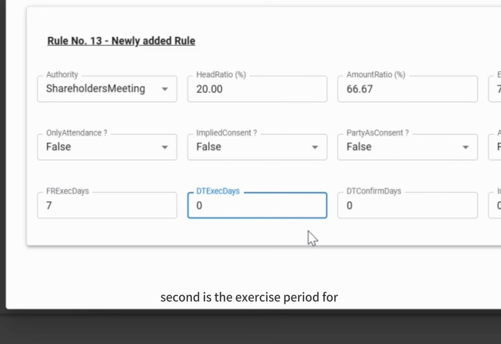Second is the exercise period for tag-along or drag-along rights. This period is measured in days. It starts from the OFR exercise deadline. For example, you could also enter 7 days here.